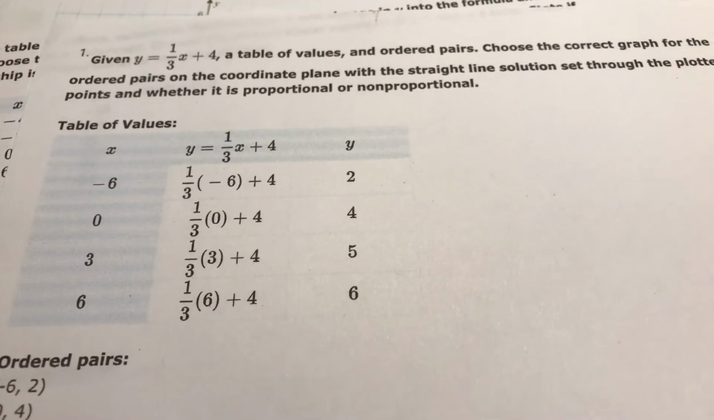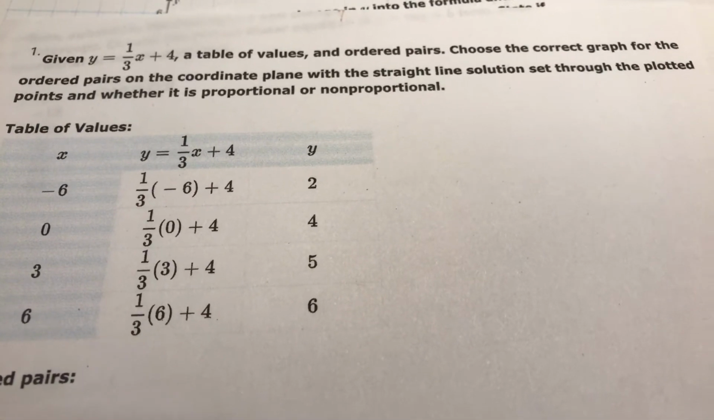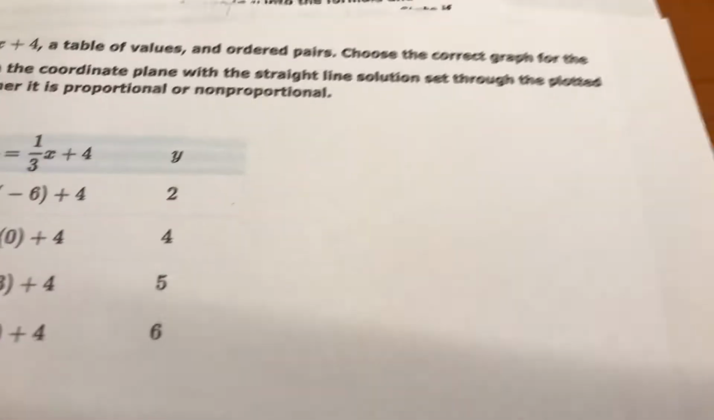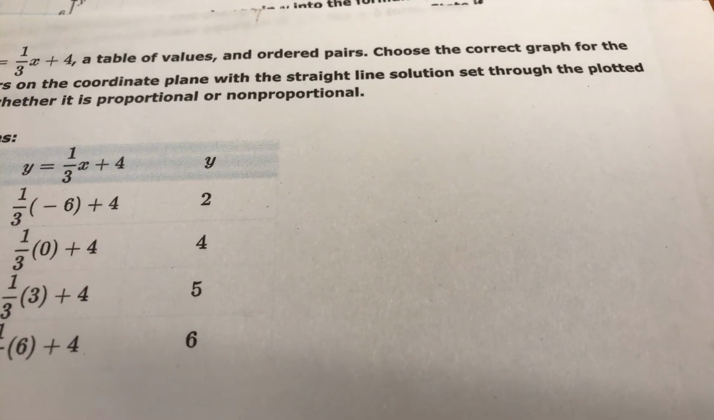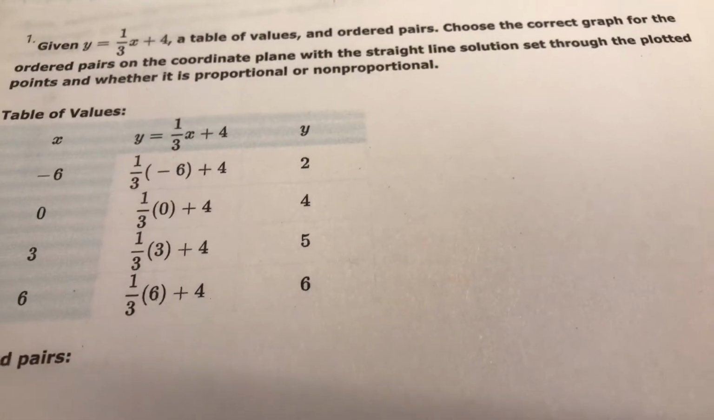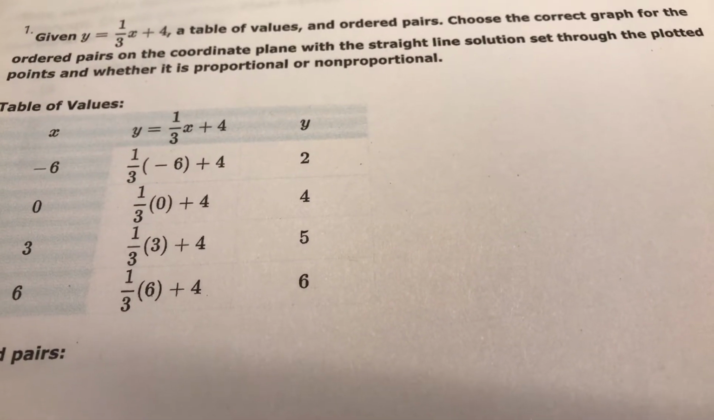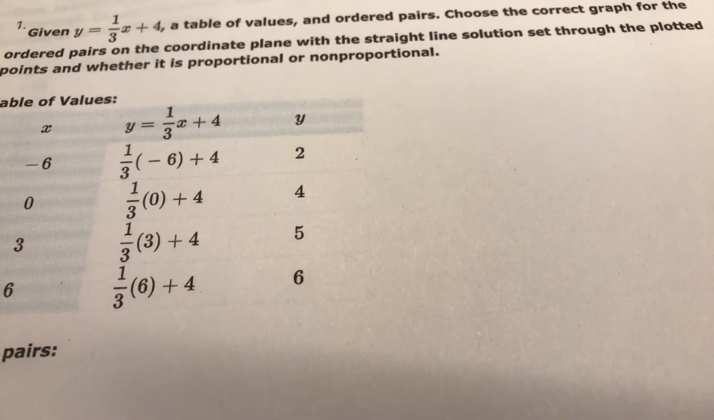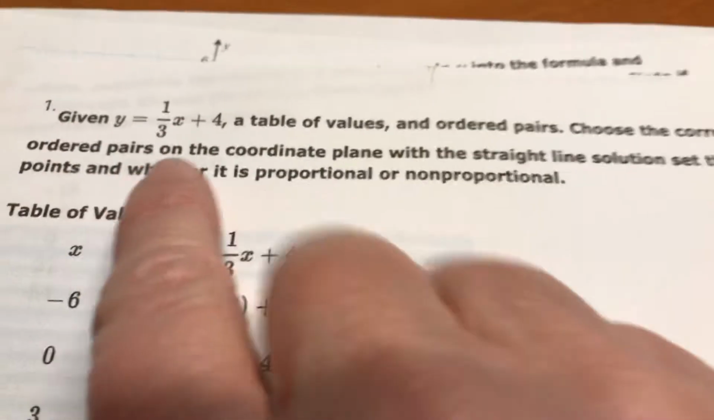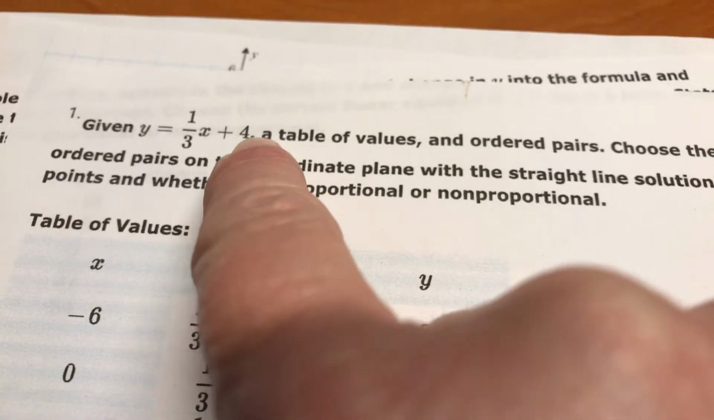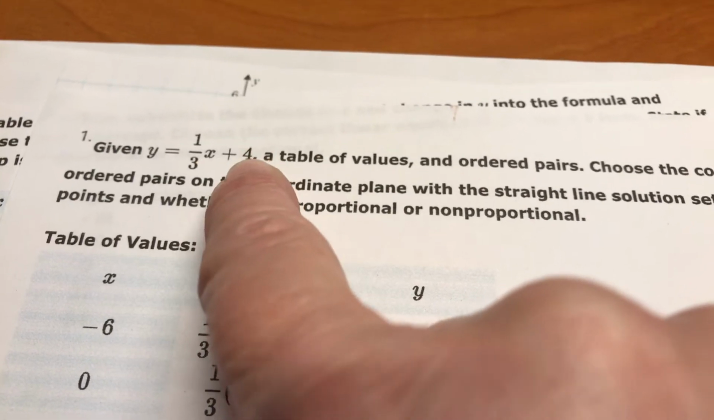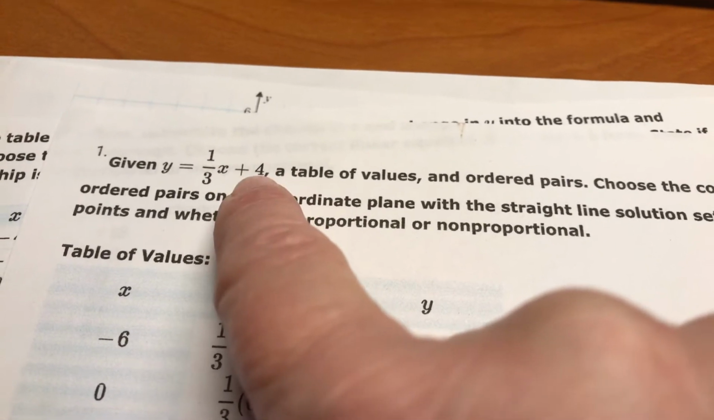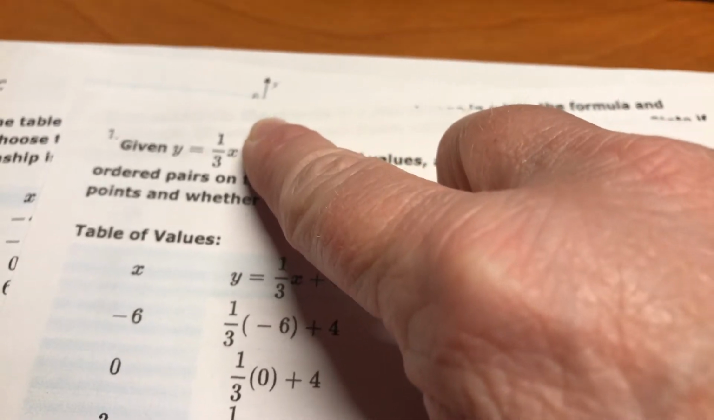Okay? So here's another one where they give you just about everything. Okay, given y equals 1/3 x plus 4. All right, they give you a table of values and ordered pairs. And you're supposed to choose the correct graph. So I'm just going to graph it for you, based on the ordered pairs. And then they want you to tell whether it's proportional or non-proportional. So before we do anything, from what I just said, because of that plus 4, what is it? Proportional or non-proportional? Hopefully you said non-proportional because of that plus 4. If that plus 4 wasn't there and it looked like that, it would be proportional.